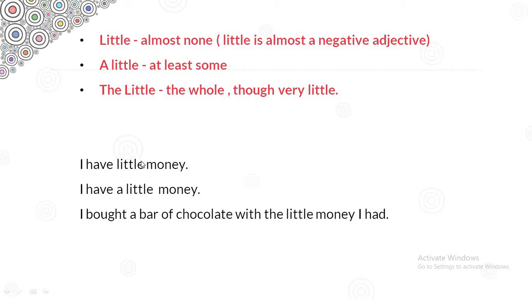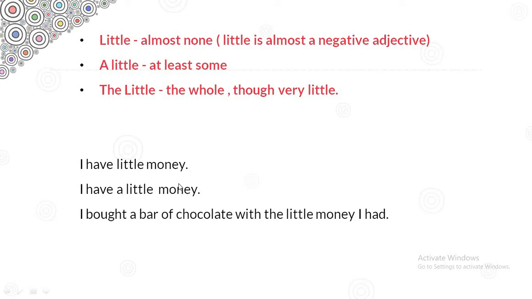So how can we use it in a sentence? I have little money. That means I have none. But if I say I have a little money, that means at least some money I have. I can manage. But in the last one, I bought a bar of chocolate with the little money I had. With whatever money, total money I had, with that money I had bought a bar of chocolate.